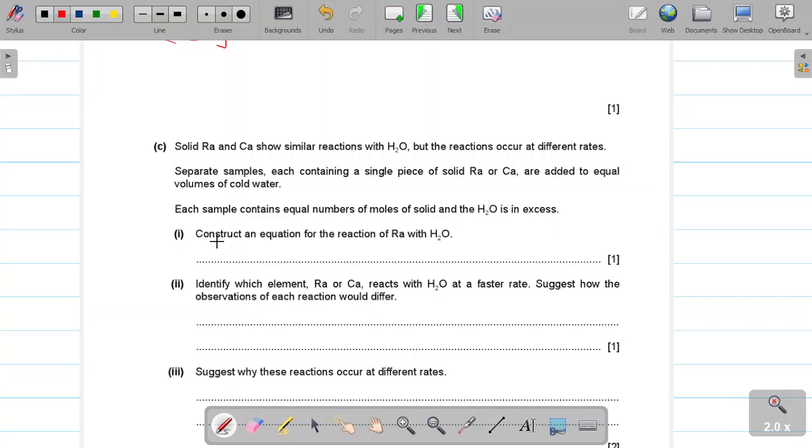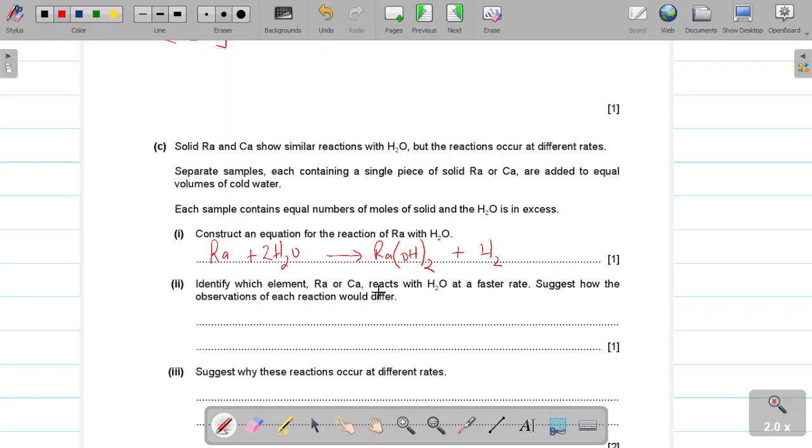So any group 2 metal will react with water to form the corresponding metal hydroxide and hydrogen gas. So radium will react with water to form radium hydroxide and hydrogen gas, and to balance this we need to put a 2 in front of the water. So pretty straightforward. This should be straightforward recall from your notes.